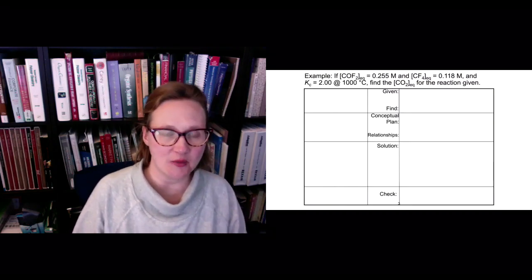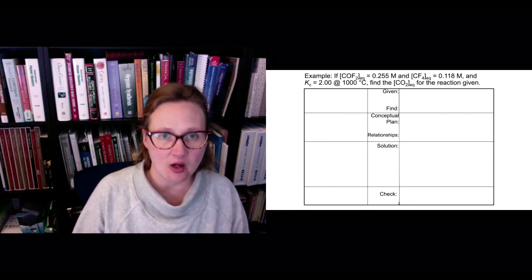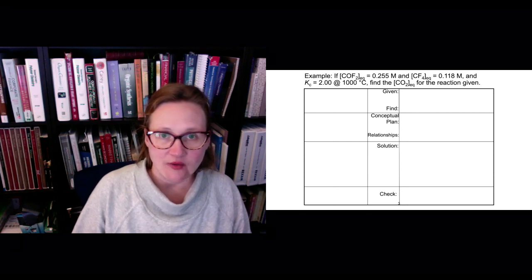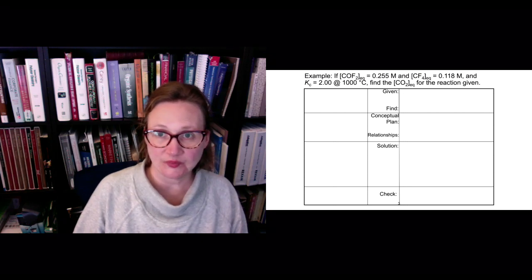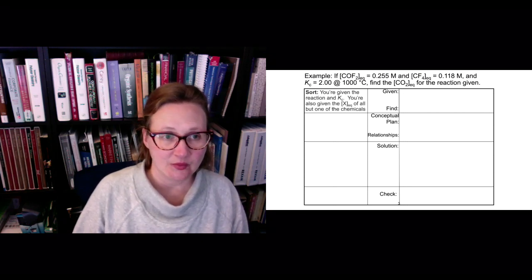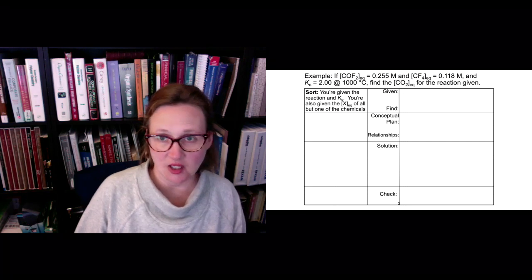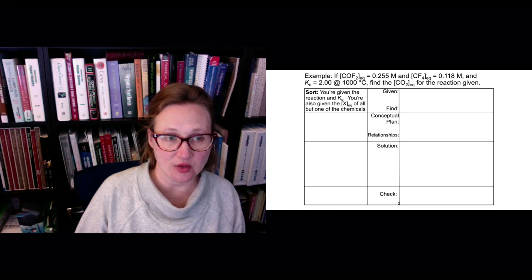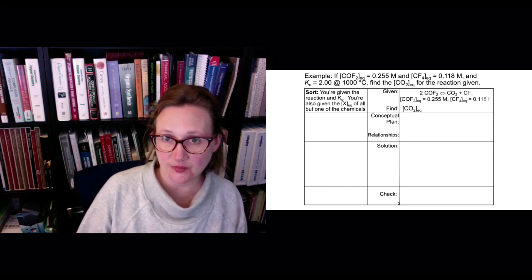This is our first problem. We have the equilibrium concentrations of COF2 and CF4, and we're going to find the equilibrium concentration of CO2. What we're given is the reaction and a Kc. The Kc is 2 at 1,000 degrees, and you're given the concentrations of all but one of these.